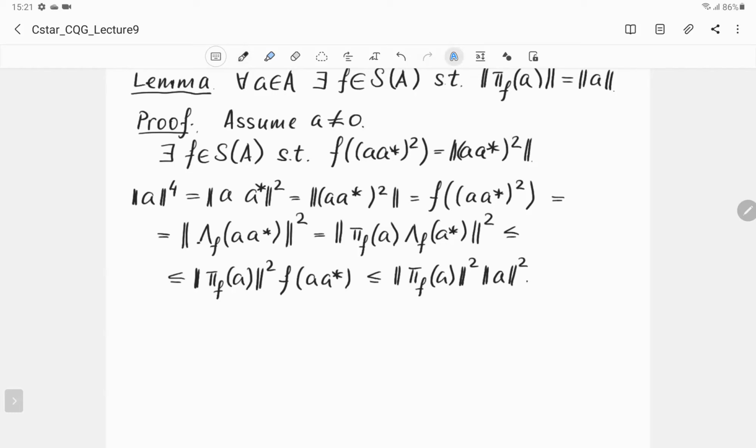Okay, and now if we look here and look here, and if we cancel the norm of A squared, what we get is that the norm of pi f of A is greater than or equal to the norm of A. This completes the proof of our lemma, because the opposite inequality is also true, and it is true for any star representation of a C-star algebra.